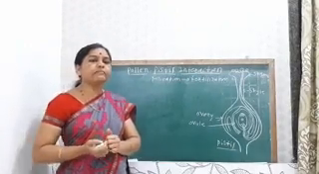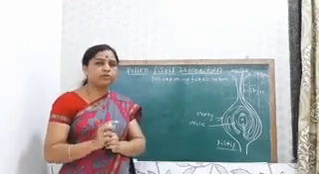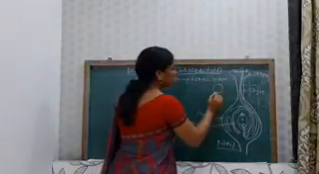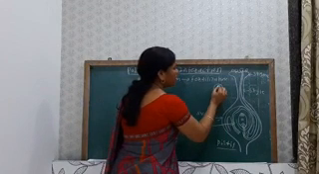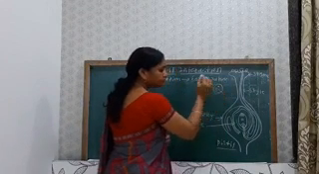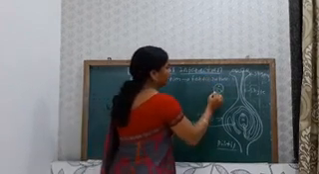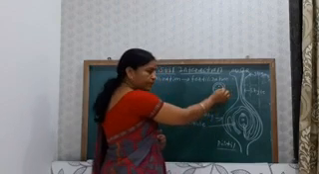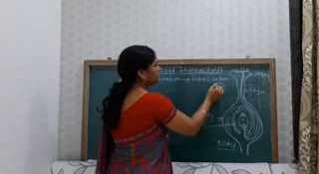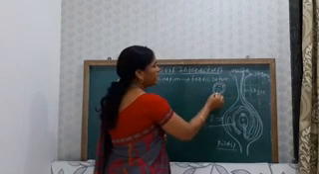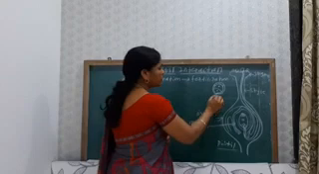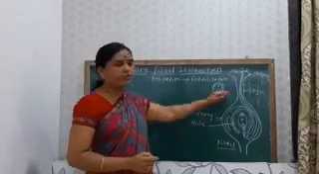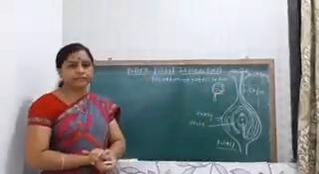The pollen grain divides by mitosis and produces a two-celled structure: one is the vegetative cell, another is the generative cell. The pollen grain has two walls, the outer wall is the exine and the inner wall is the intine. It also has germ pores, and through any one germ pore the intine comes out, forming the pollen tube. This is known as pollen germination.